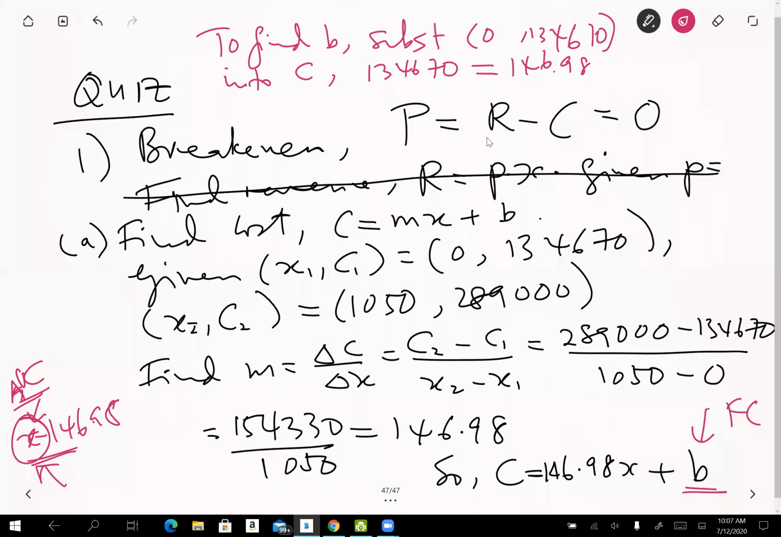146.98 multiplied by 0 plus B. And then you will get B equal to the fixed cost, 134,670. So now you got B and you got M. So that would be our cost function.